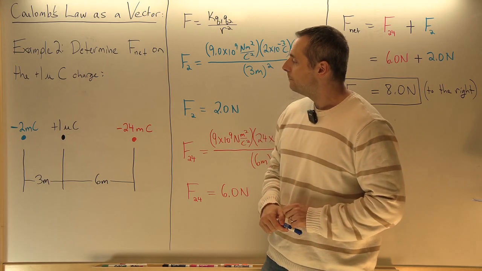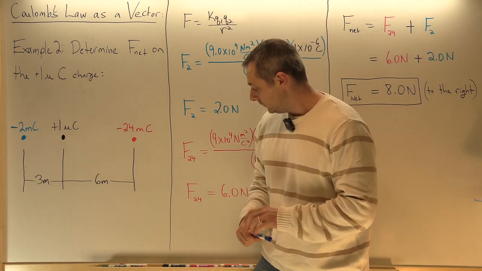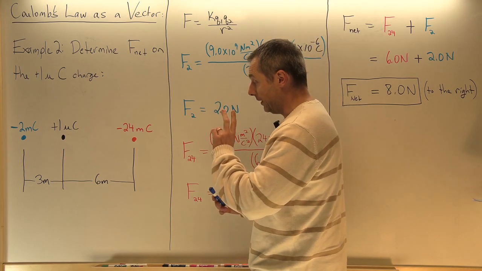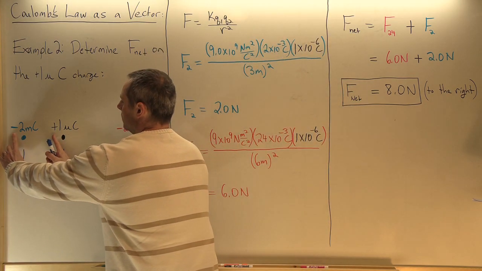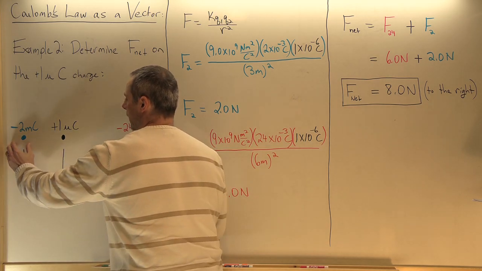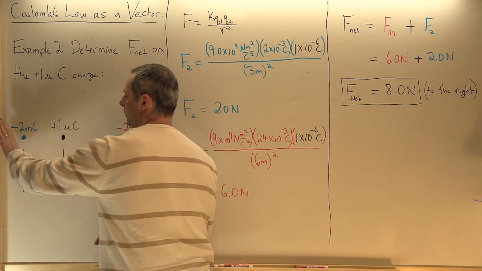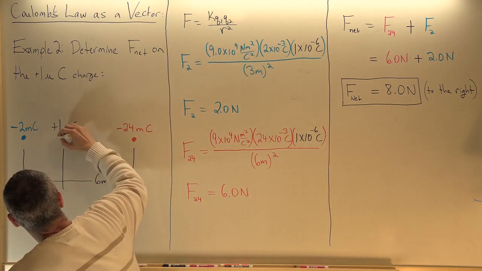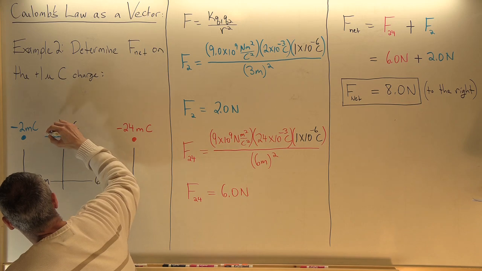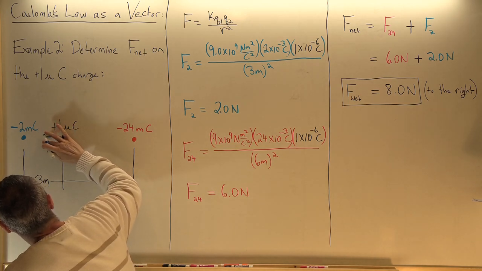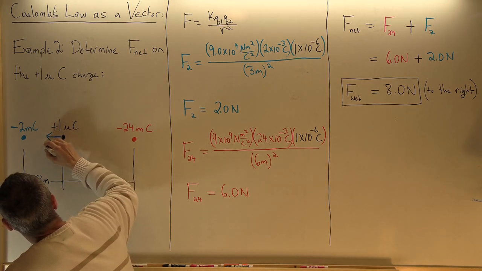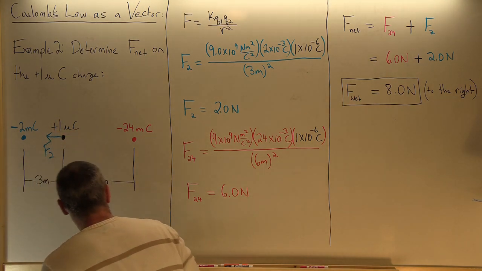All right, now we repeat our analysis. Now we say, first let's figure out the direction of the arrows. Opposites attract. That means this -2 is going to pull the +1 to the left. So that makes this arrow go like this. And I will call that F2 again.